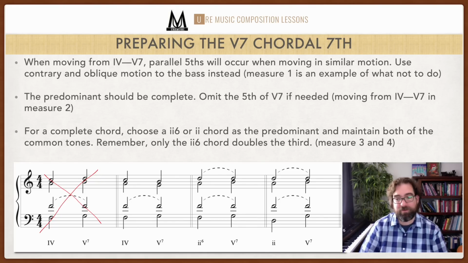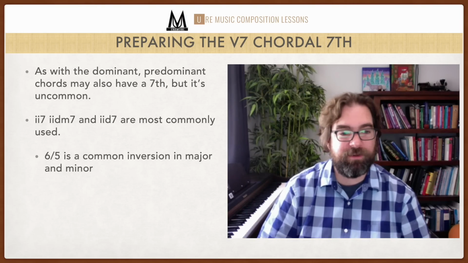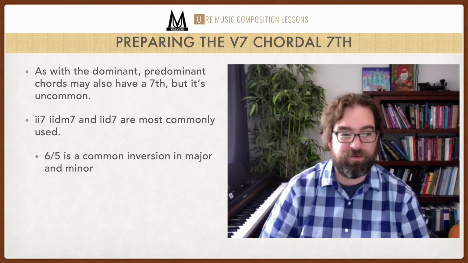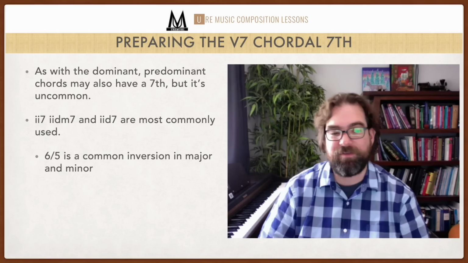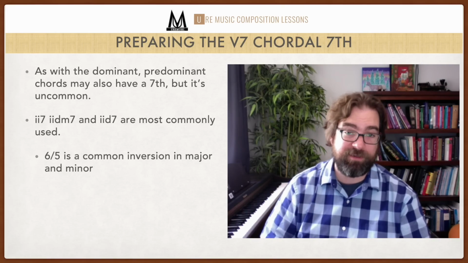And this is another reason why composers tend to like to use that 2 chord instead of a 4 chord, because when you're moving to the 5 chord, you can include all of the chord members. You don't have to omit any chord members. So as with the dominant, the predominant chords may also have a seventh, but it's uncommon. So 2/7, 2 half diminished 7, and 2 fully diminished 7 are going to be the most commonly used. 6/5 is a common inversion in both major and minor, again because we want that third in the bass.